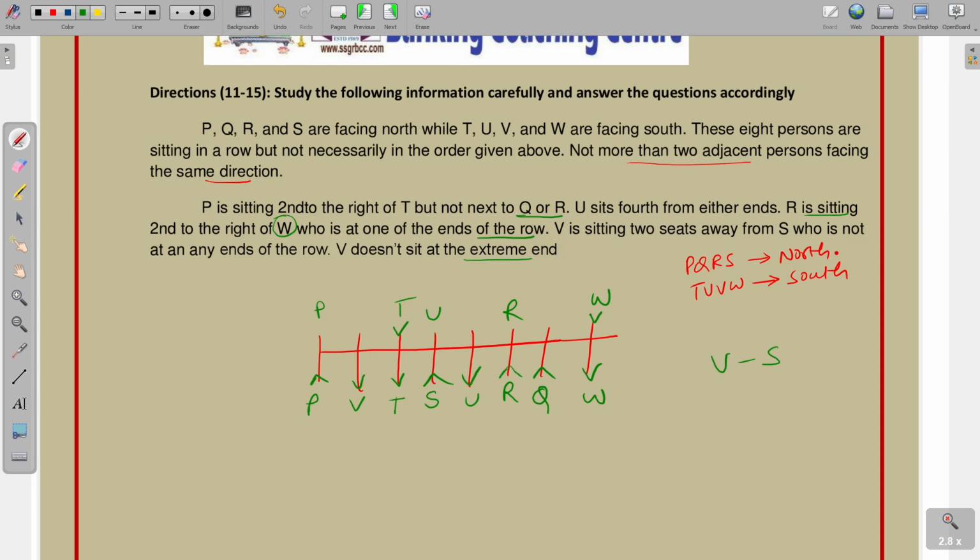No two adjacent persons are facing the same direction, and not more than 2 persons. This combination is the only correct one. So let us move on to the questions.